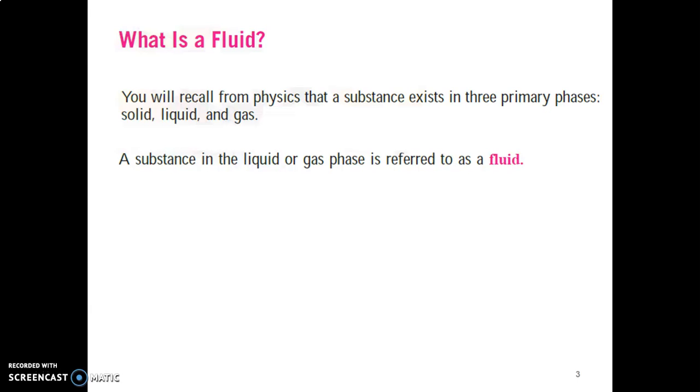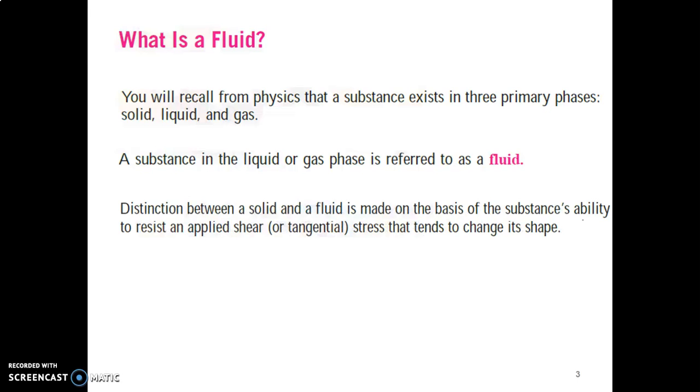Now, the substance in liquid or gas phase is referred to as fluid. Solid will not be considered as a fluid. Now, the distinction between solid and fluid: how can we distinguish between a solid and a fluid? It is made on the basis of the substance's ability to resist an applied shear that tends to change its shape. Now, let us explain this with the help of an example.